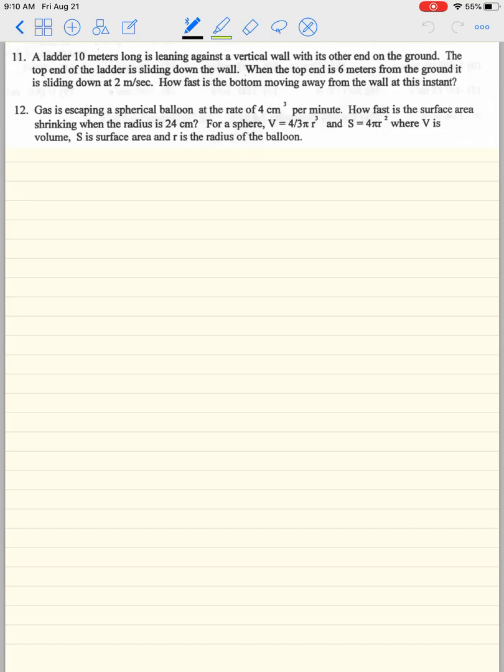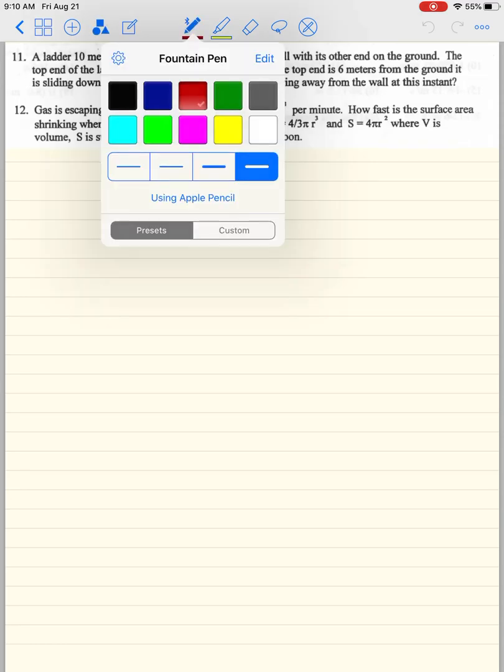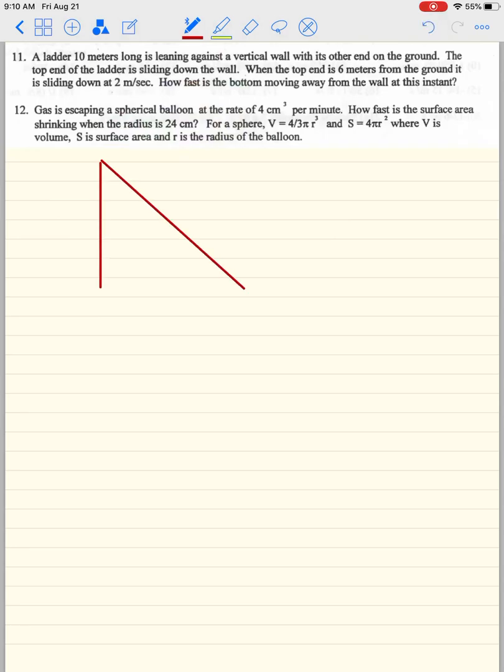A ladder 10 meters long is leaning against a wall, a vertical wall, with the other end on the ground, the top end of the ladder sliding down. So let's draw a quick picture of the wall. Okay, great. And here's our ladder. It's 10 meters long. It's sliding down, so we're going to have a negative answer.